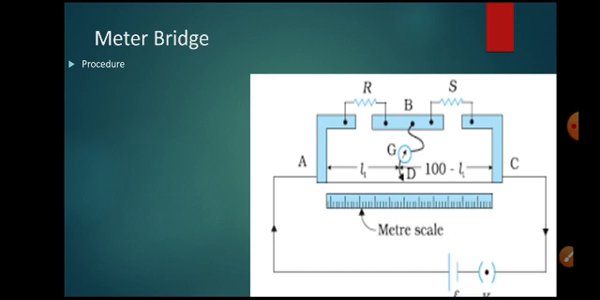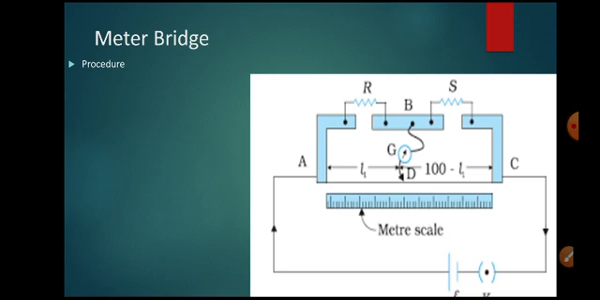Now you have to first connect the bridge. The A and C terminals, the two ends of the 1 meter wire, are connected to the battery, and from the mid strip we are connecting the galvanometer and one high resistance with a jockey. First you have to check whether the connections are correct or wrong.